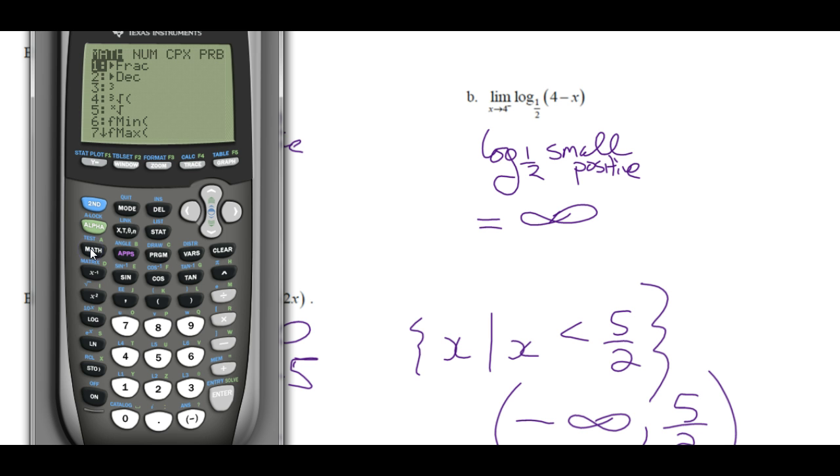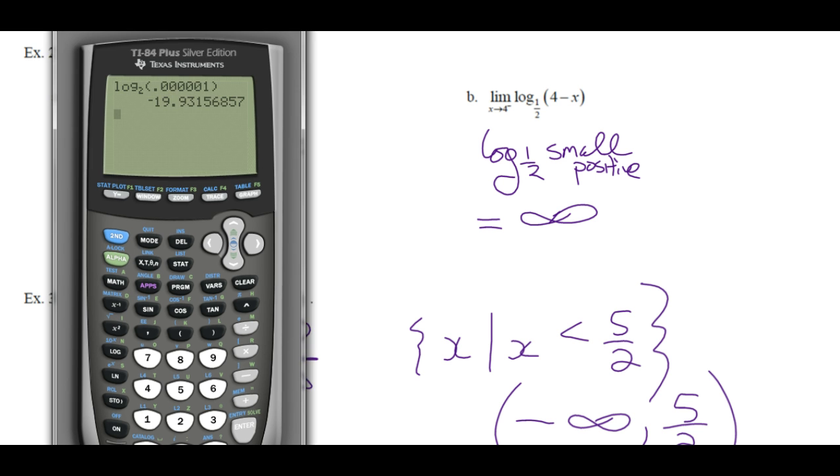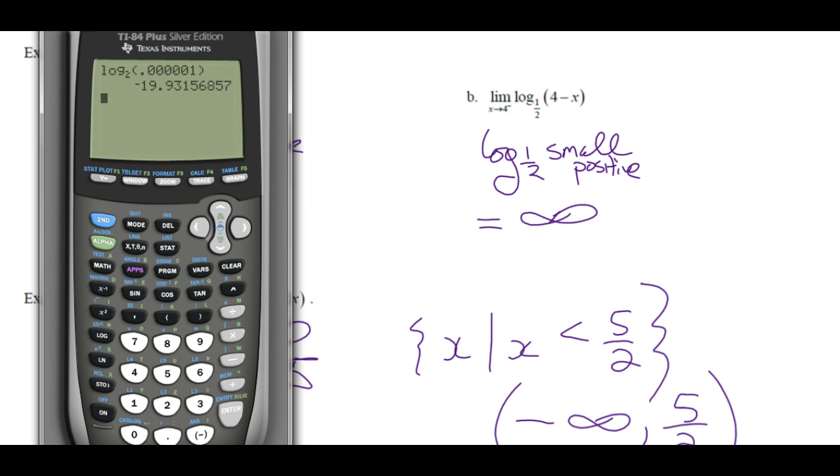Press the math button. Press up. Up. One more. Oh, log base. Okay, hang on, I gotta get rid of that first log. Math. Log base, okay, log base 2, what do we want? A small positive number? 0.000. Let's just hammer in a few of them. Negative 19, so that's large negative. Okay, so did we say it was going to be negative infinity? Yep.